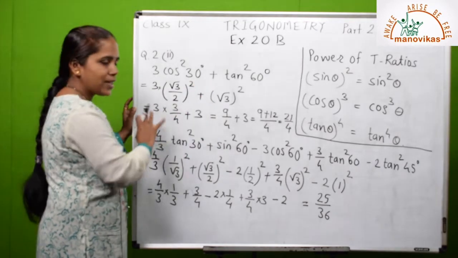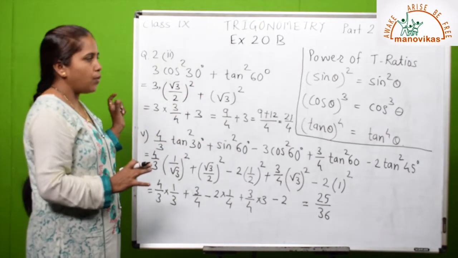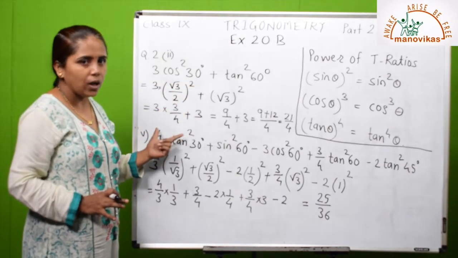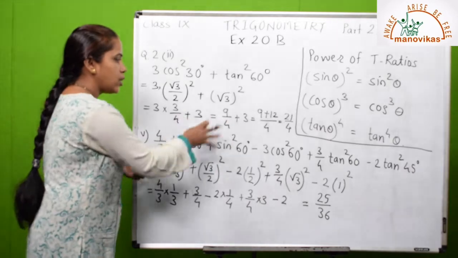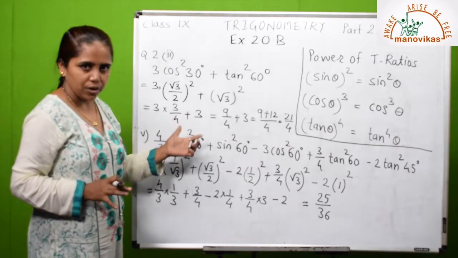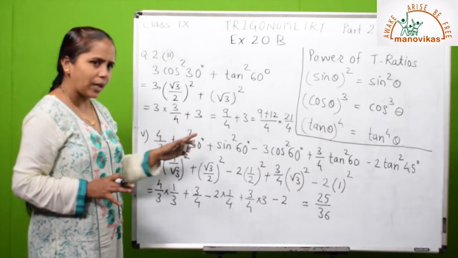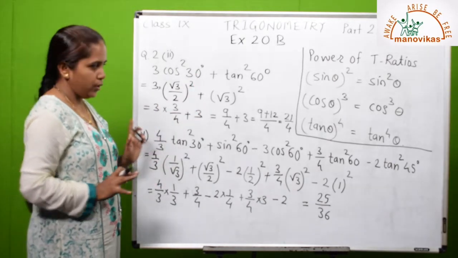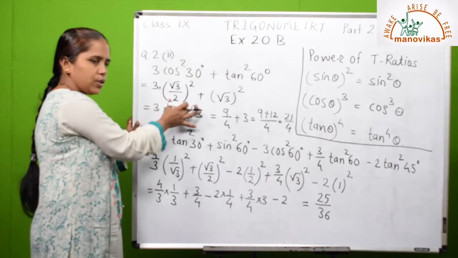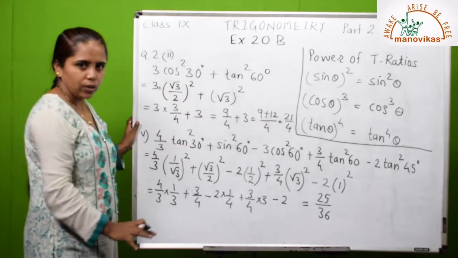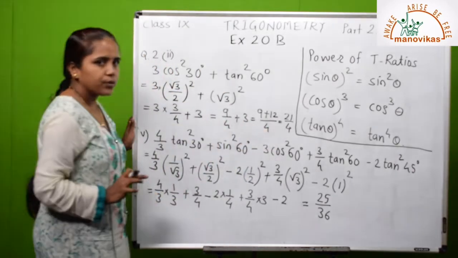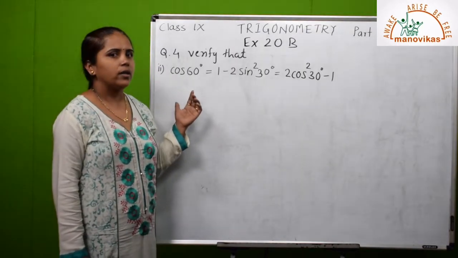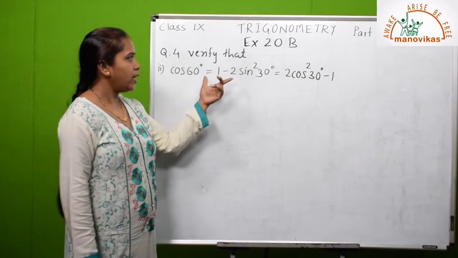So write down the steps properly. First write down the given sum, then substitute the values and then do the calculation. In the calculation you can do the shortcut way. For that you can use your shortcut methods, but these steps should be followed. First write down the sum, then substitute the values, and then do the calculation and the final answer. Okay, is that clear? Now see question number 4, in that we have to verify each of the following.